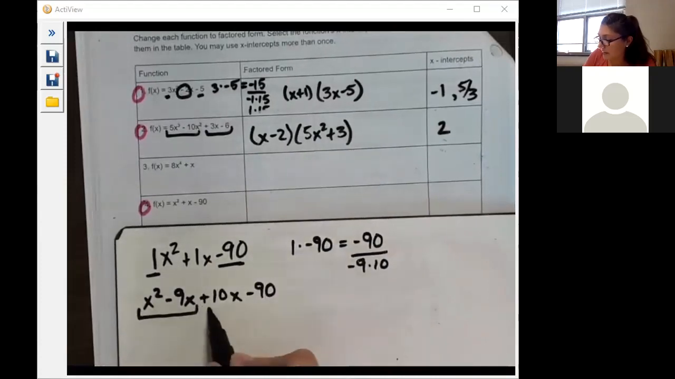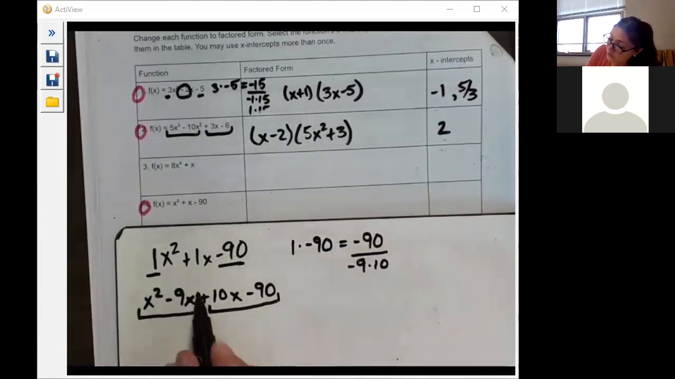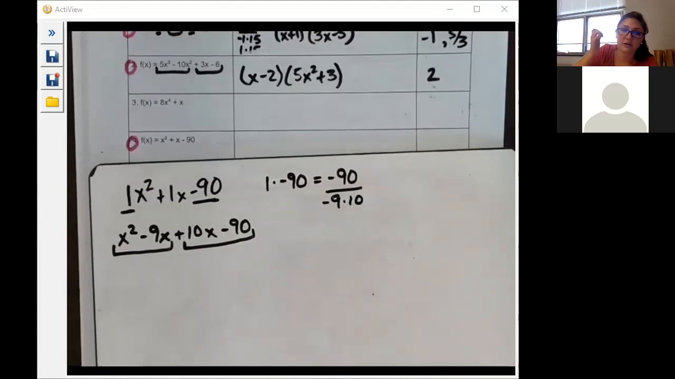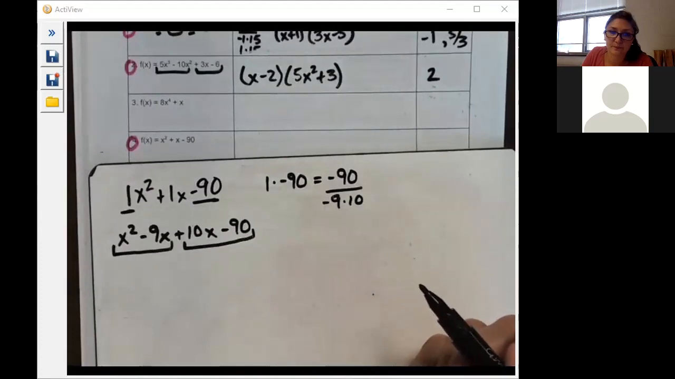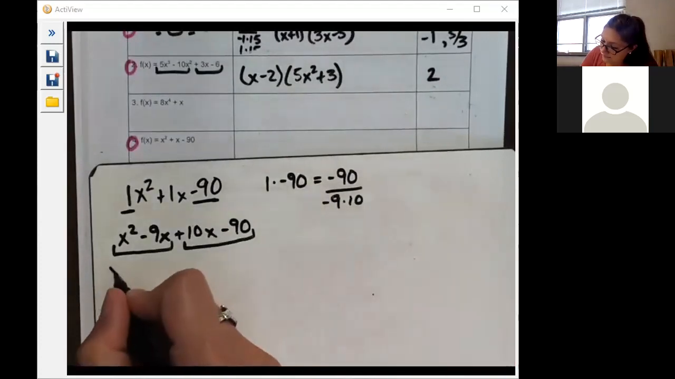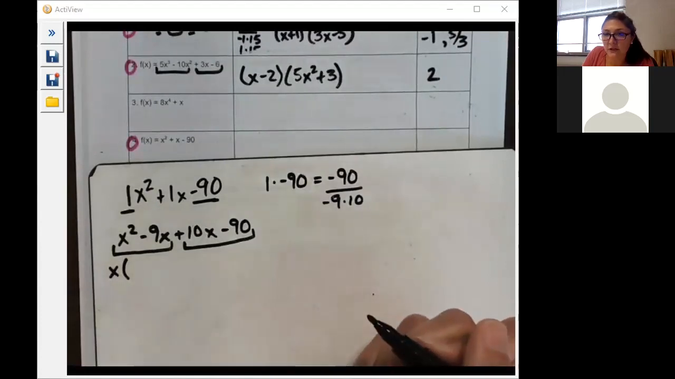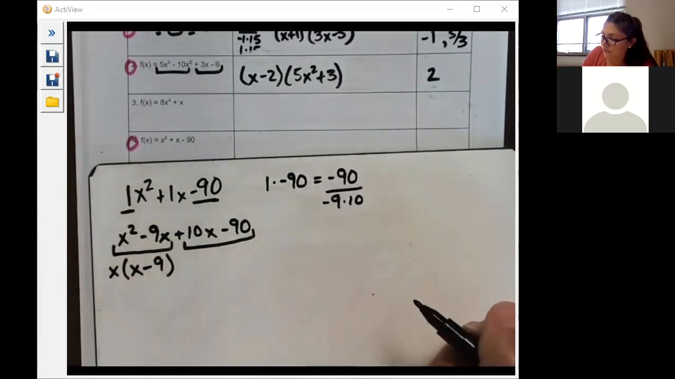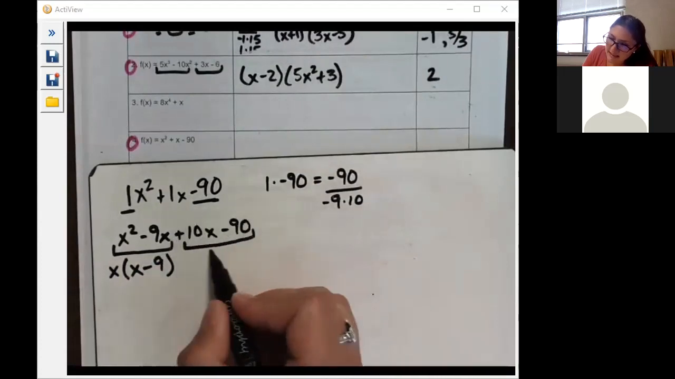So here's my first group and my second group. And I'm going to look for the GCF for each group. What's the GCF for my first group here? X squared minus 9x. What factor do they share? 1x. Perfect. And then what would I have left over, Taylor? X minus 9. Perfect. Now, somebody else, what's my GCF for this second group?